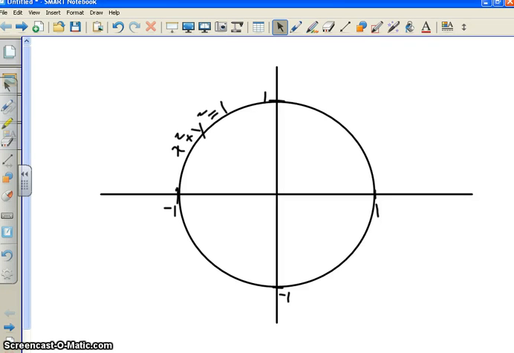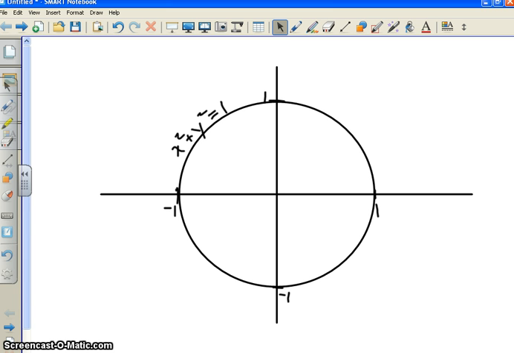I've given you a copy of a circle centered at the origin with a radius of 1. It has the equation x squared plus y squared equals 1. This is called the unit circle because its radius is 1 unit long.